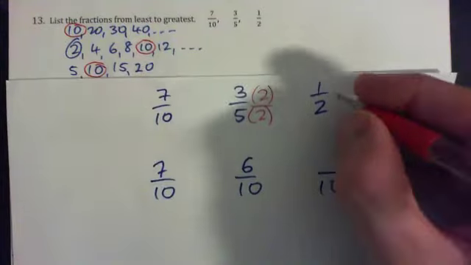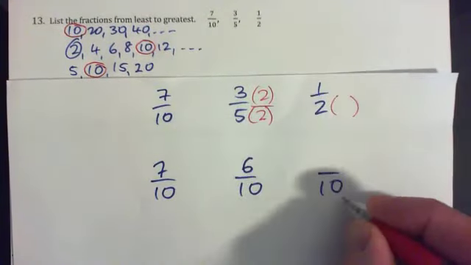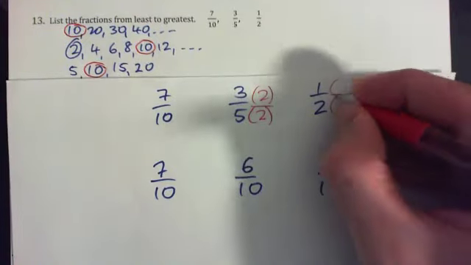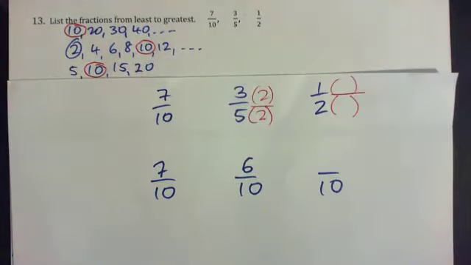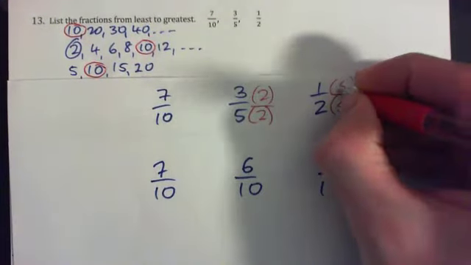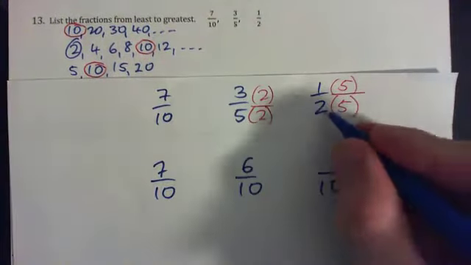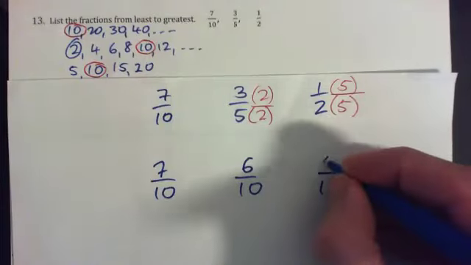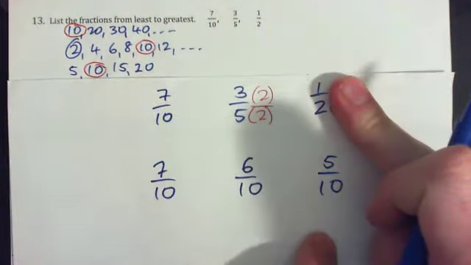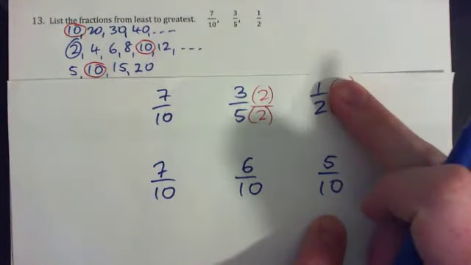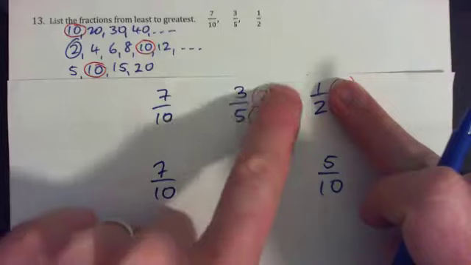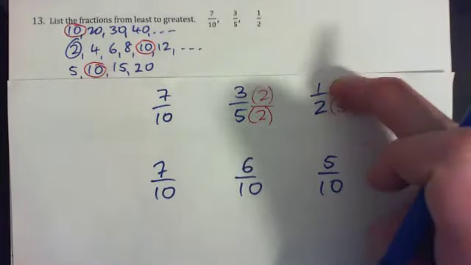Now, what would you do to 2 to turn it into 10? How would you convert 1/2 into tenths? 2 times what gives 10? 2 times 5, and you must multiply the top by 5 as well, right? So 2 times 5 is 10, and 1 times 5 is 5. So the half gets transformed into 5/10. Half of a dollar is the same thing as 5 dimes, isn't it? 5 dimes is a half of a dollar. It's the same thing, it just looks different.